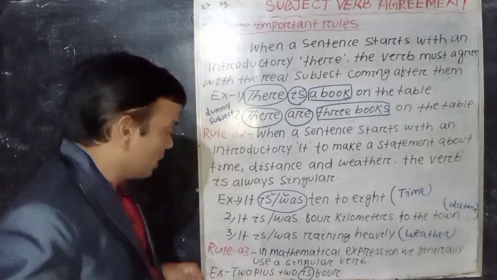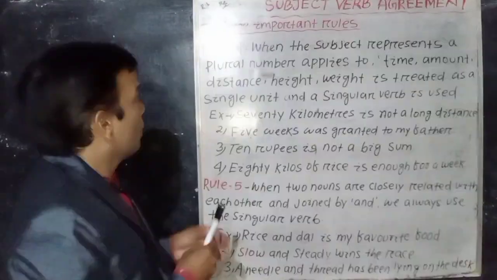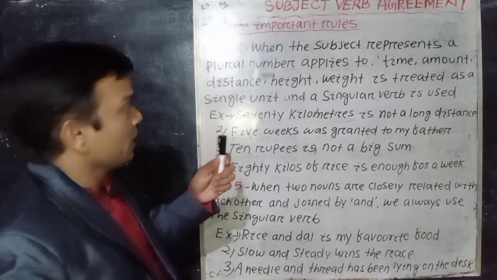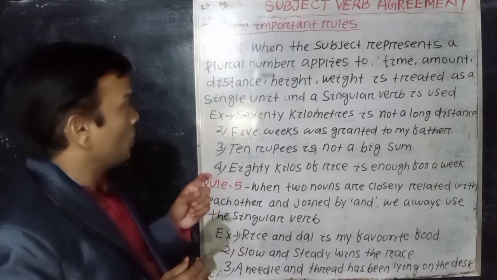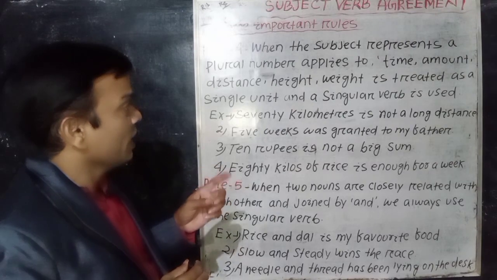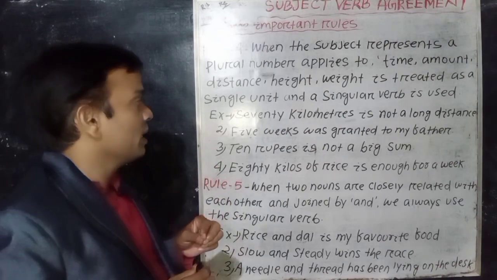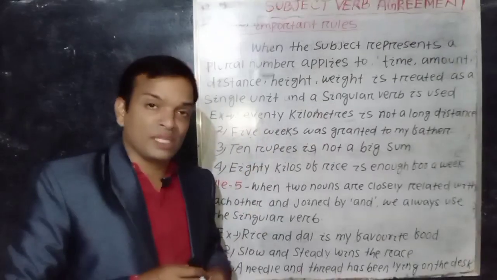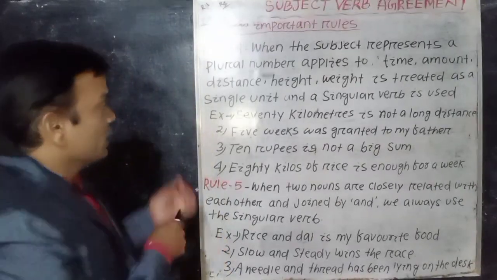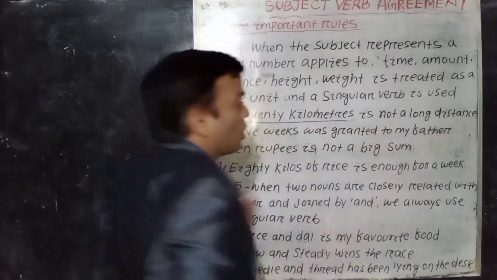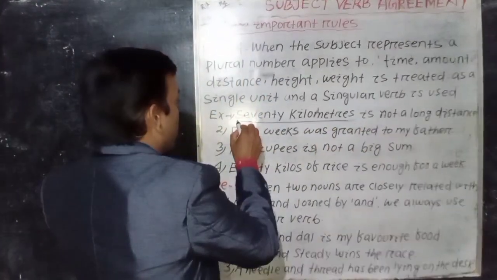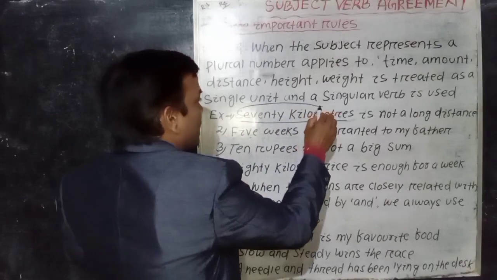Then see next rule. Rule 4, when the subject represents a plural number, applied to time, amount, distance, height, weight, it is treated as a single unit and a singular verb is used. See, 70 kilometers is not a long distance. See 70 kilometers, this subject is plural.